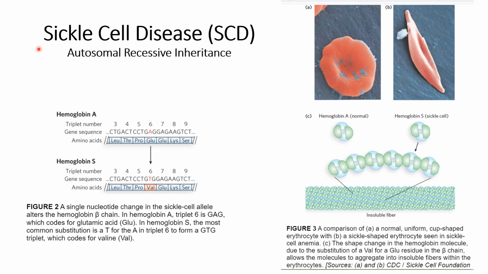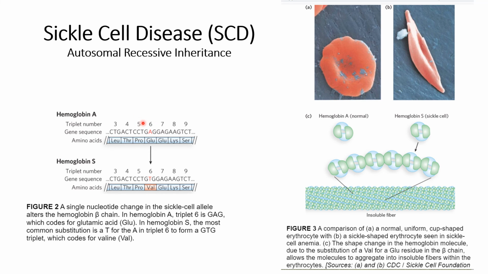Sickle cell disease is also an autosomal recessive disease. Typically, wild type people have hemoglobin A, and hemoglobin A is the oxygen carrying protein inside red blood cells. Usually these are just free floating, and they're able to take oxygen from the atmosphere and transport it to the cells of the body.